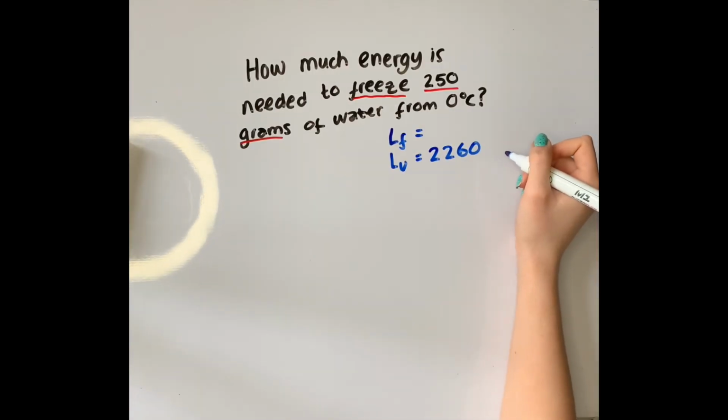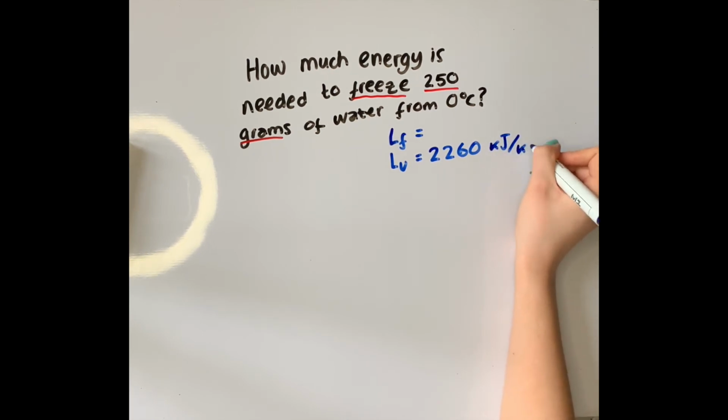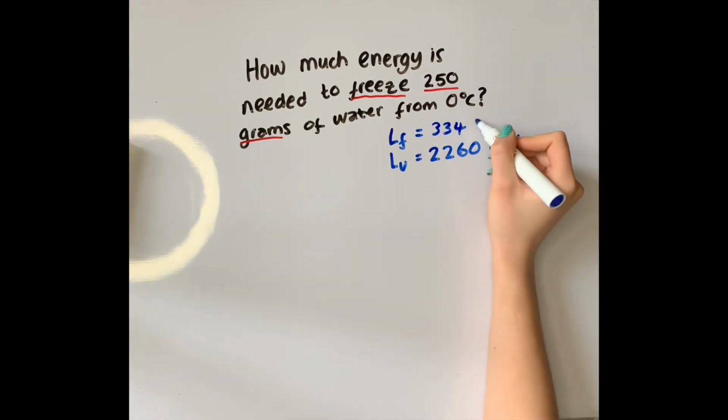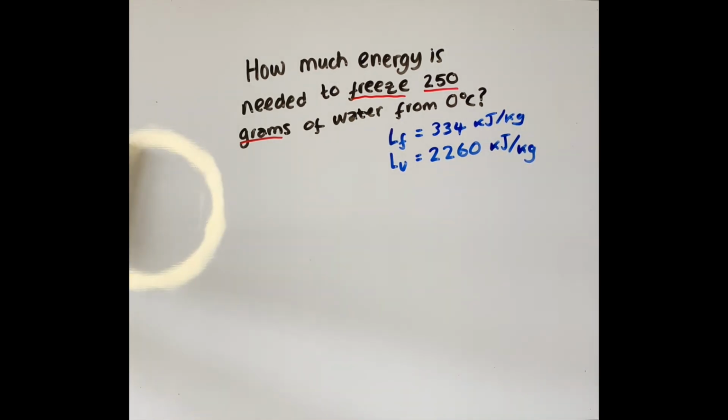Okay, now let's look at a quick example. How much energy is needed to freeze 250 grams of water from 0 degrees Celsius? So first of all, we need to have a look at what the important parts of the question are. So we're looking at freezing, and 250 grams is our mass.